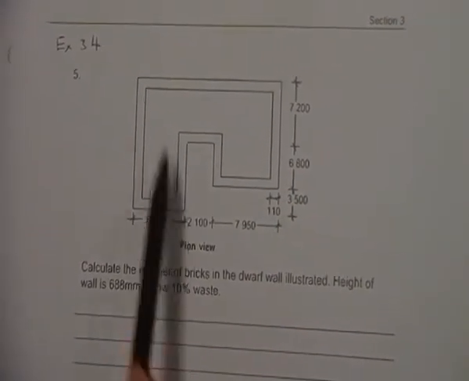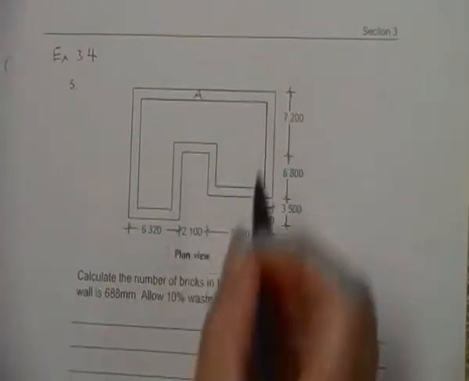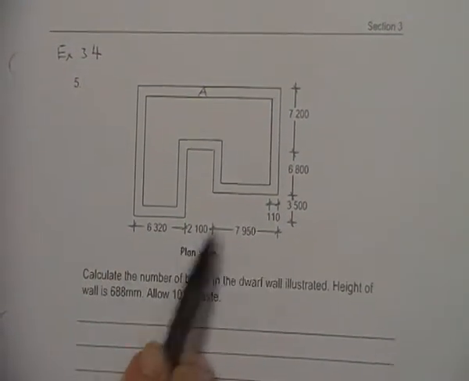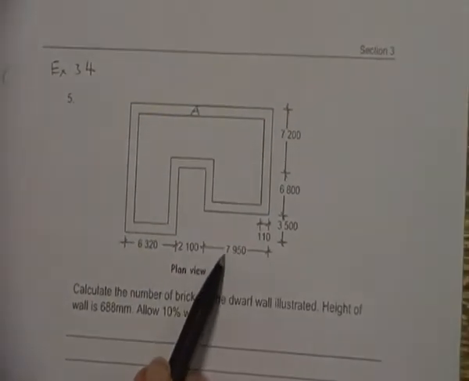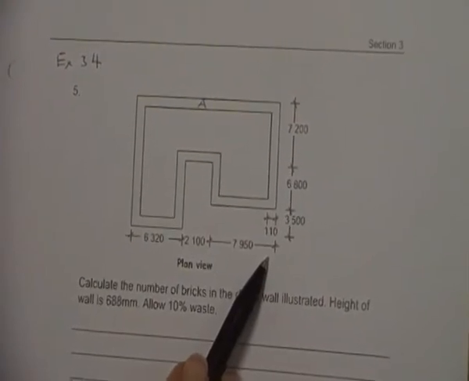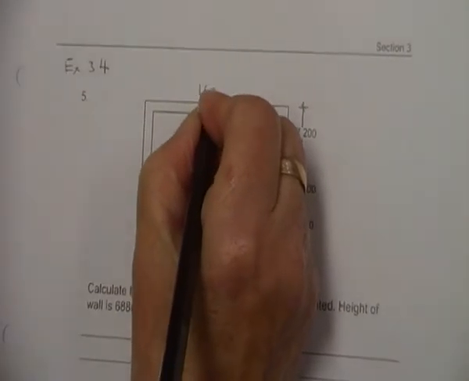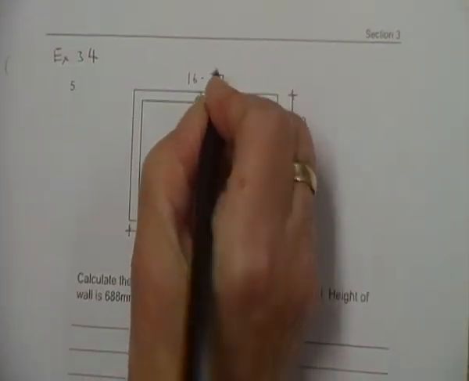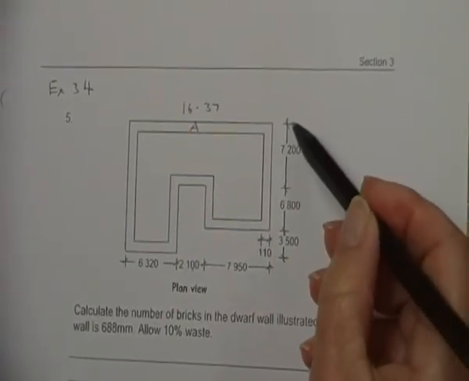So we don't have a figure for side A. So we need to add all of these up. 6.32 plus 2.1 plus 7.95. So that's going to give us a total of 16.37.